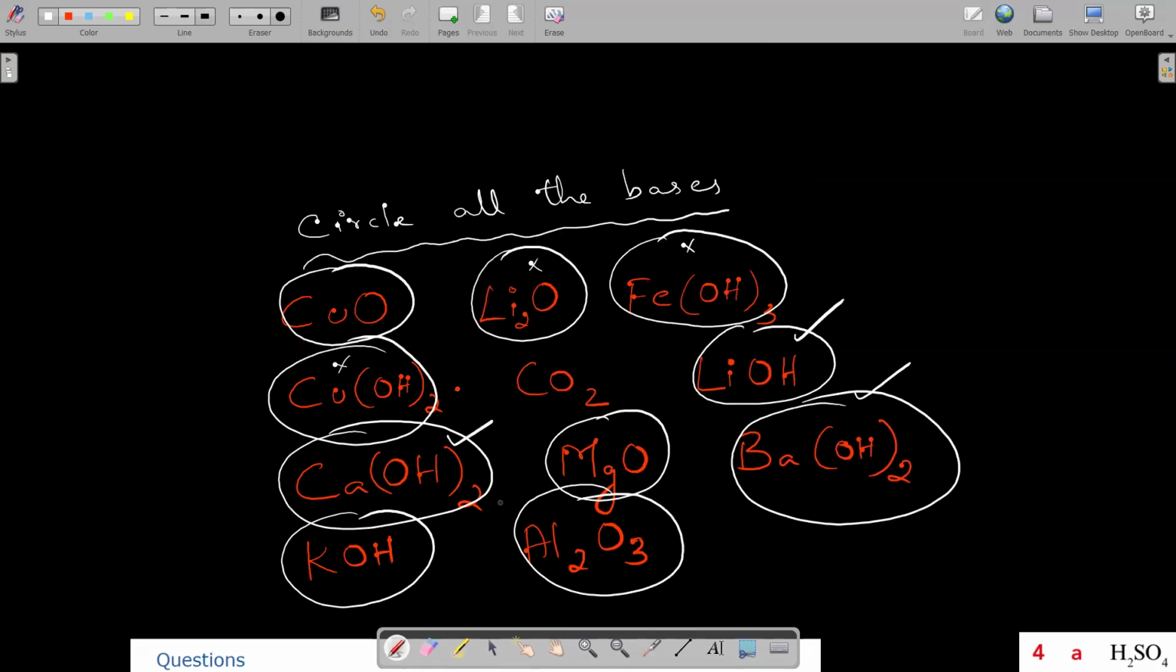So let's tick it. Now, what about carbon dioxide? Carbon dioxide is not a base. Why? Because it's a non-metal. So it's not a base. Remember, only metal oxides and metal hydroxides are bases.